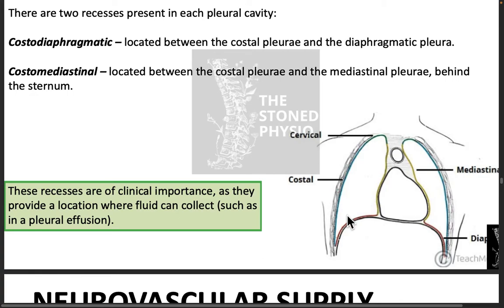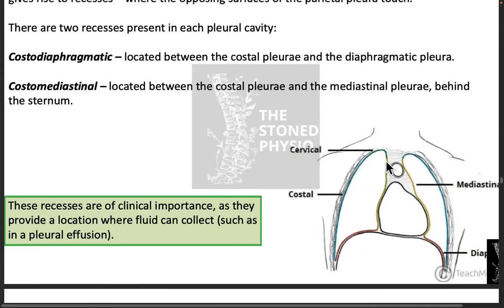The costodiaphragmatic recess and the costomediastinal recess, two recesses we have got when we talk about the parietal pleura. Clear to everyone?